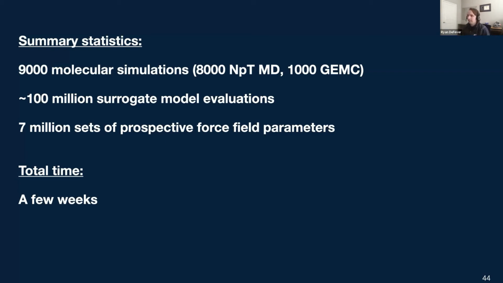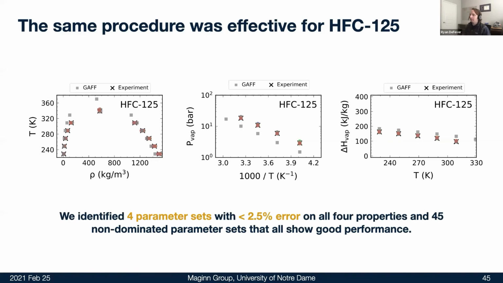I won't go into the details, but the same procedure was very effective for HFC-125. Here I'm showing all the non-dominated parameter sets. We have 46 non-dominated parameter sets, and of those we had 4 parameter sets that had less than 2.5% error in all 4 properties. So this worked quite well.